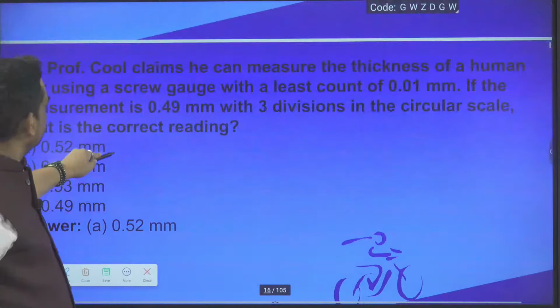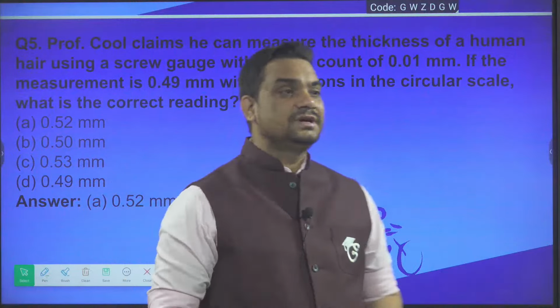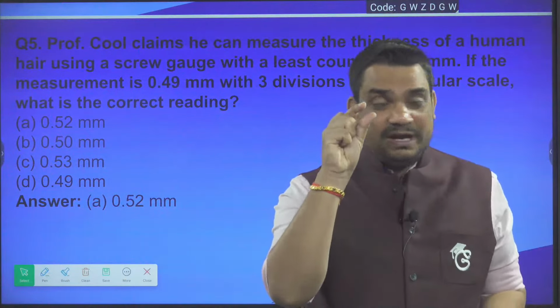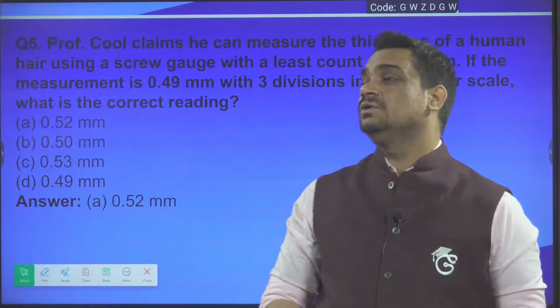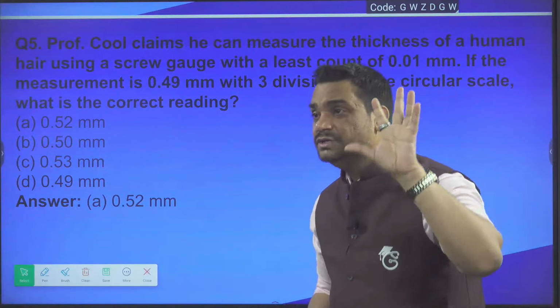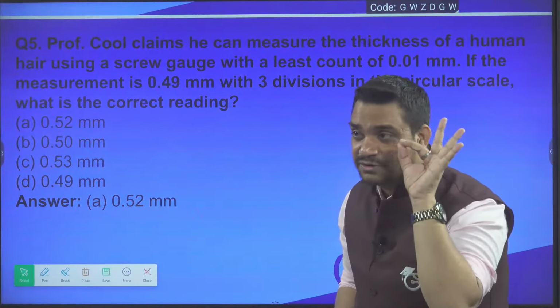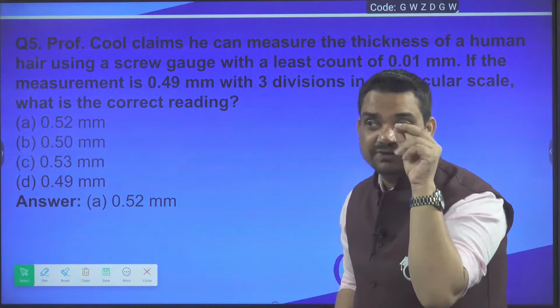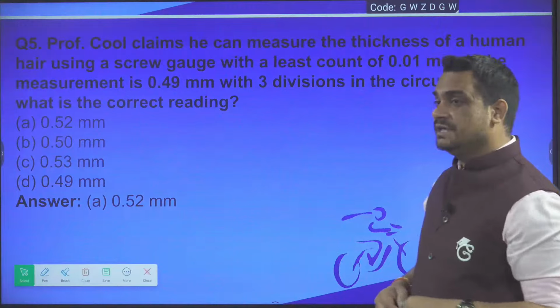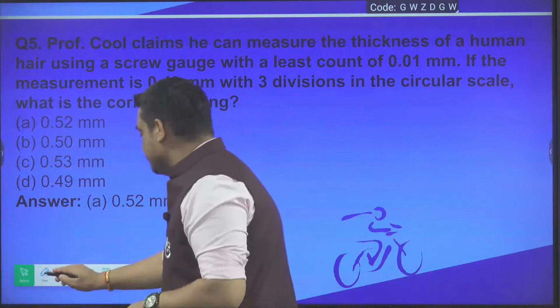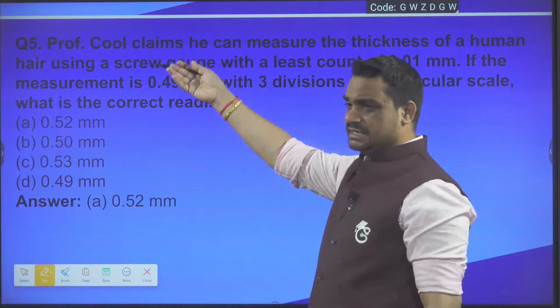One more question comes here. Professor Cool claims he can measure the thickness of human hair using a screw gauge with the least count of 0.01. If the least count of the screw gauge is this much, then we can measure the thickness of the human hair also. So they are asking, if the measurement is 0.49 mm. This is the exemplar question only, just the language is changed slightly.